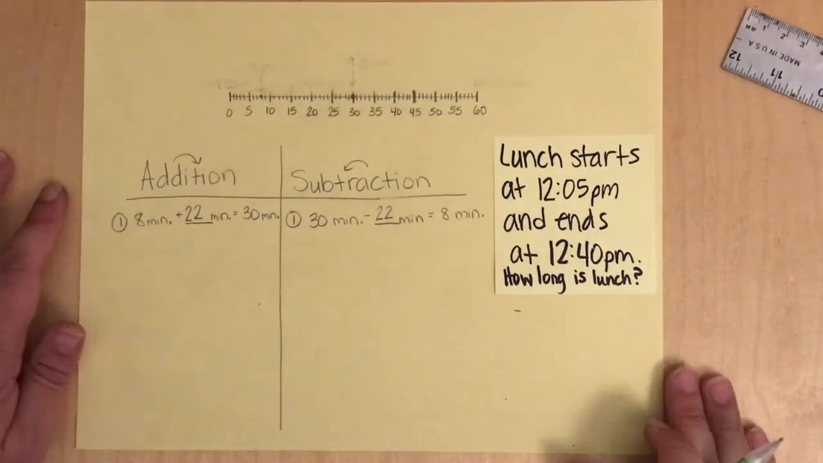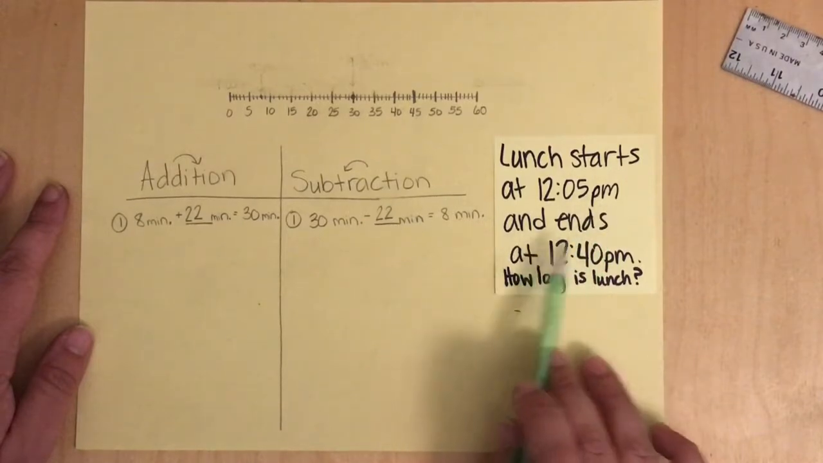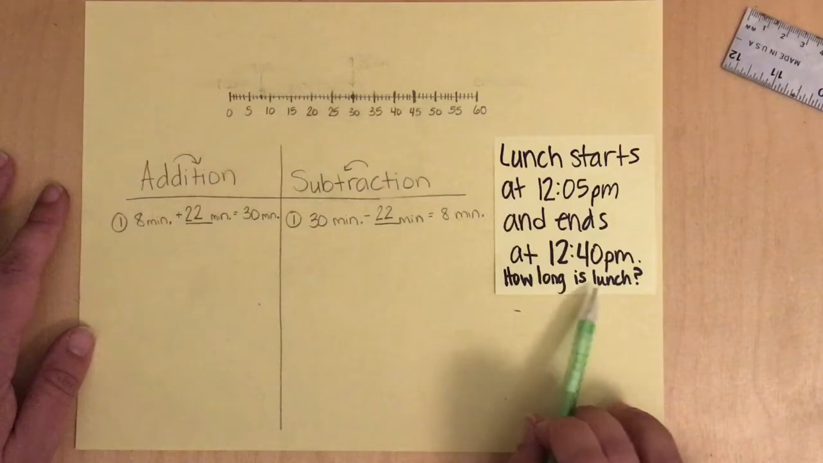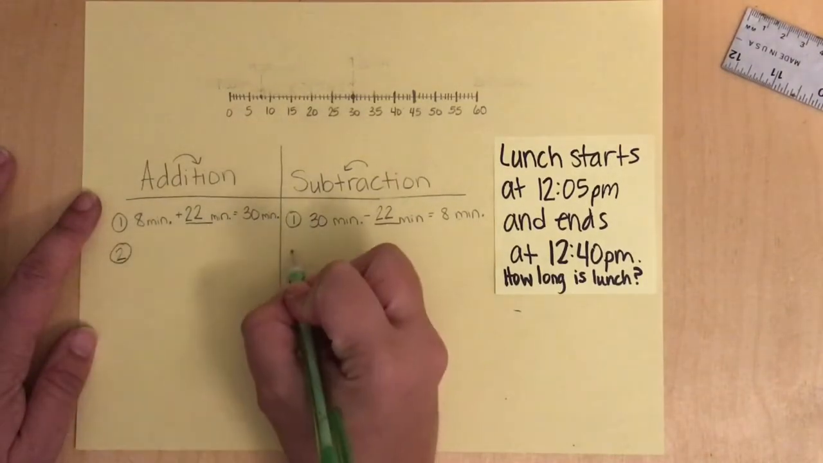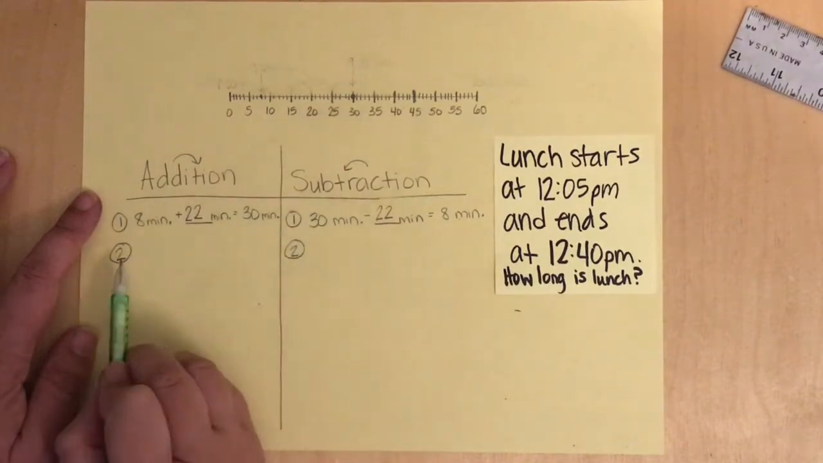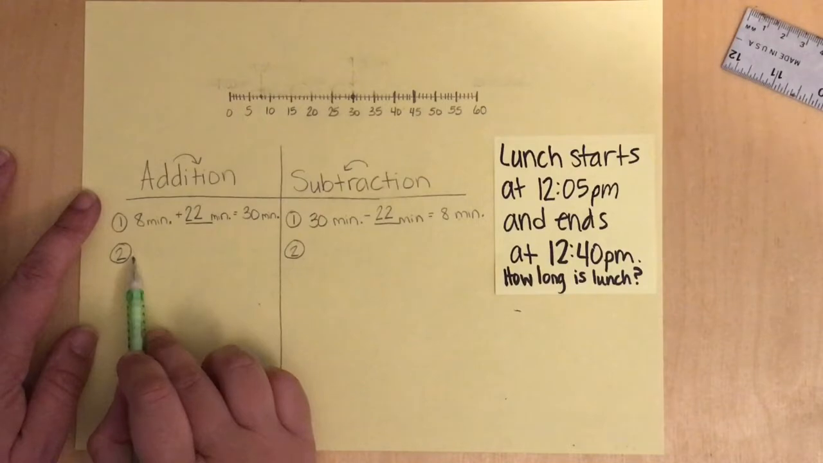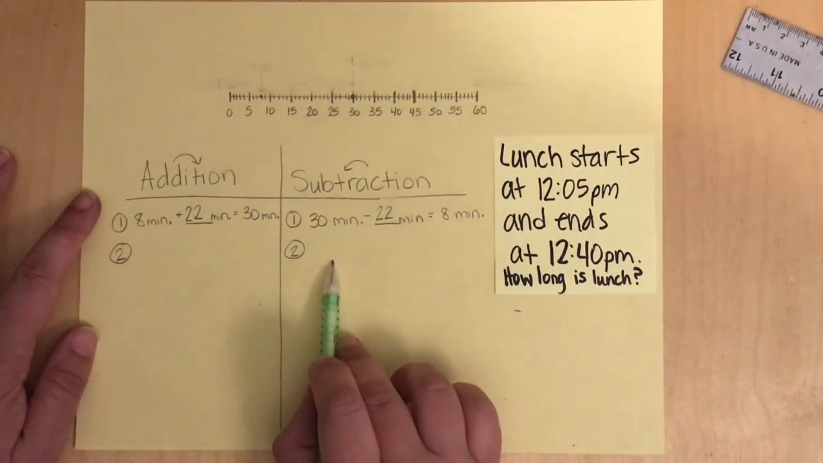On our next problem, we're pretending that lunch starts at 12:05 p.m. and ends at 12:40 p.m. The question is, how long is lunch? So our first step is we're going to write number 2 underneath addition and subtraction, and we're going to solve this problem first using addition. Then we're going to solve the same problem using subtraction and counting backwards.